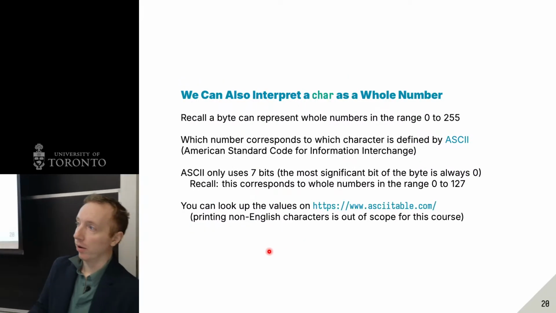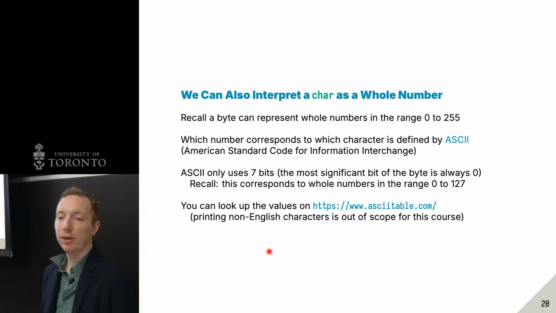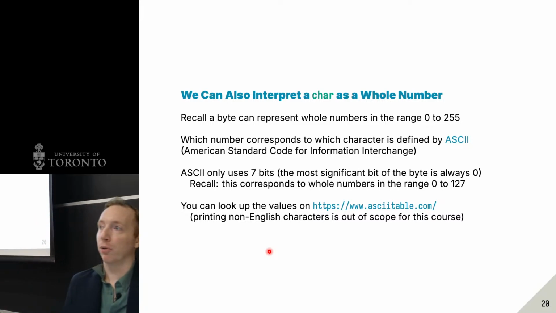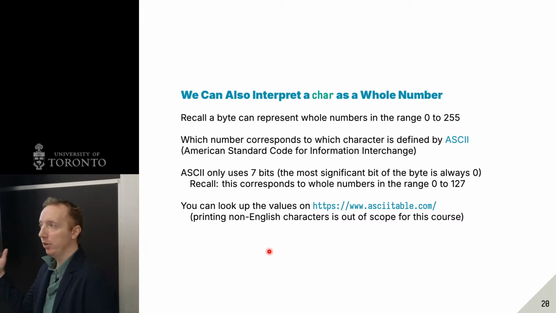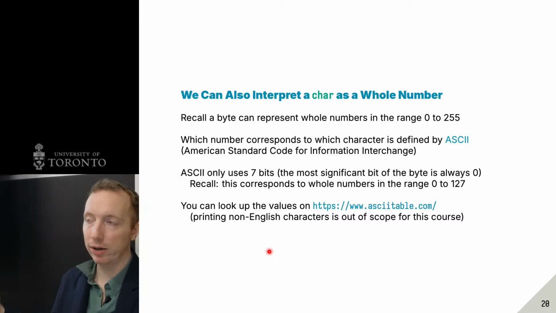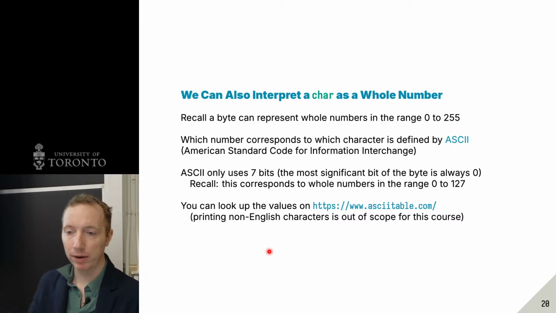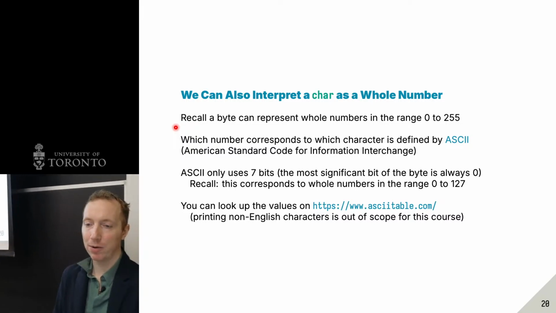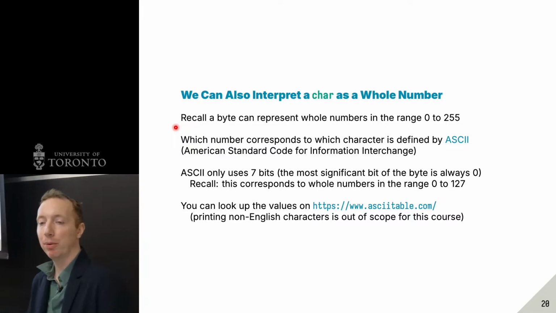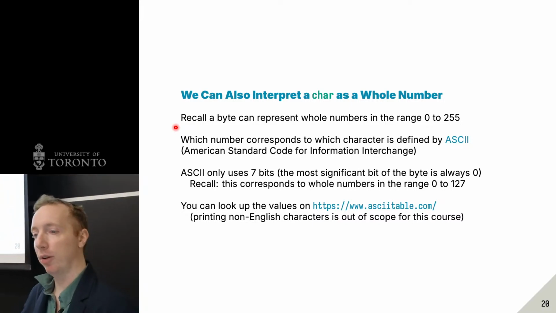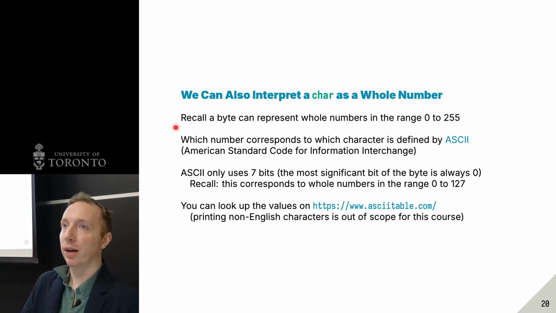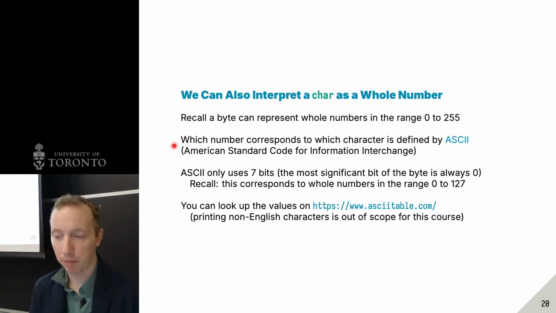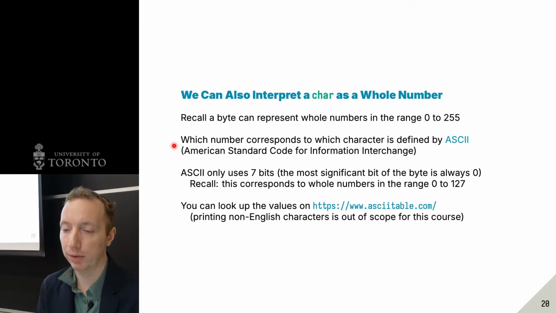So, weird thing about C is we can also interpret a char as a whole number if we want. Remember, someone just gave meaning to all the numbers to represent different characters, like A was 65. So it's still a byte. We can interpret that byte however we want. So a byte can represent a whole number between 0 and 255. If we wanted to, we could interpret that character as a whole number, again, some value between 0 and 255.